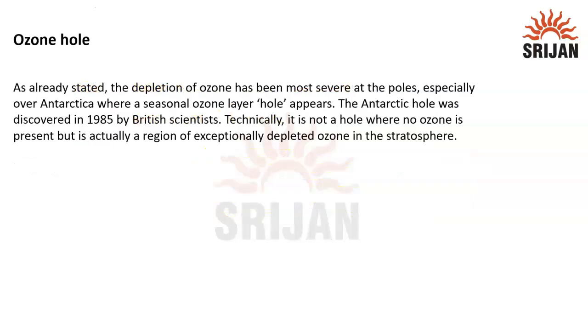Ozone hole. As stated earlier, the depletion of ozone has been most severe at the poles, especially over Antarctica where a seasonal ozone layer hole appears. The Antarctic hole was discovered in 1985 by British scientists. Technically, it's not a hole where no ozone is present, but it is actually a region of exceptionally depleted ozone in the stratosphere.